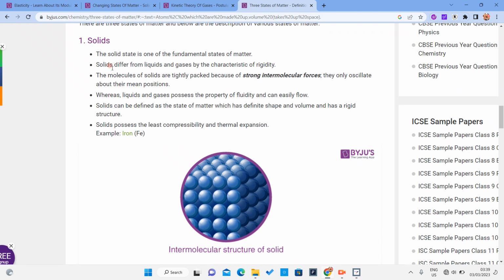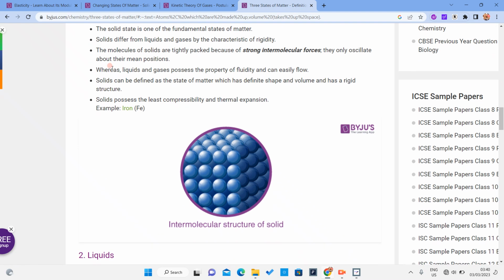Now, solids can be defined as a state of matter which has a definite shape and volume and has a rigid structure. An example of that is iron. And solids possess the least compressibility and thermal expansion. They can't really expand much no matter how much you heat them up, and you can't really compress them much either because they are already tightly packed together.